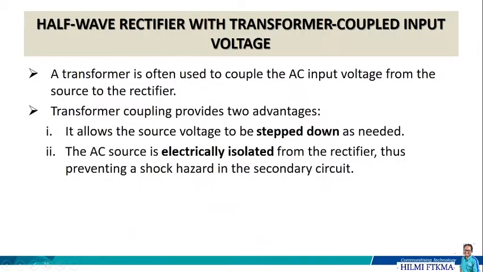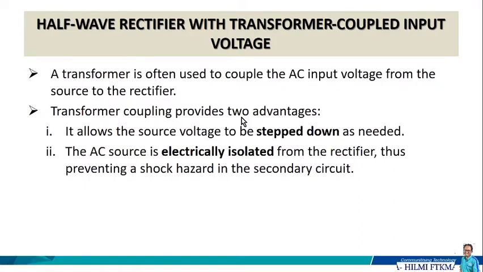Next we are going to take a look at the half-wave rectifier with transformer coupled input voltage. So we have a half-wave rectifier combined with a transformer. A transformer is often used to couple the AC input voltage from the source to the rectifier. So basically we have the AC input voltage, then the transformer, and then the rectifier. The transformer coupling provides two advantages.